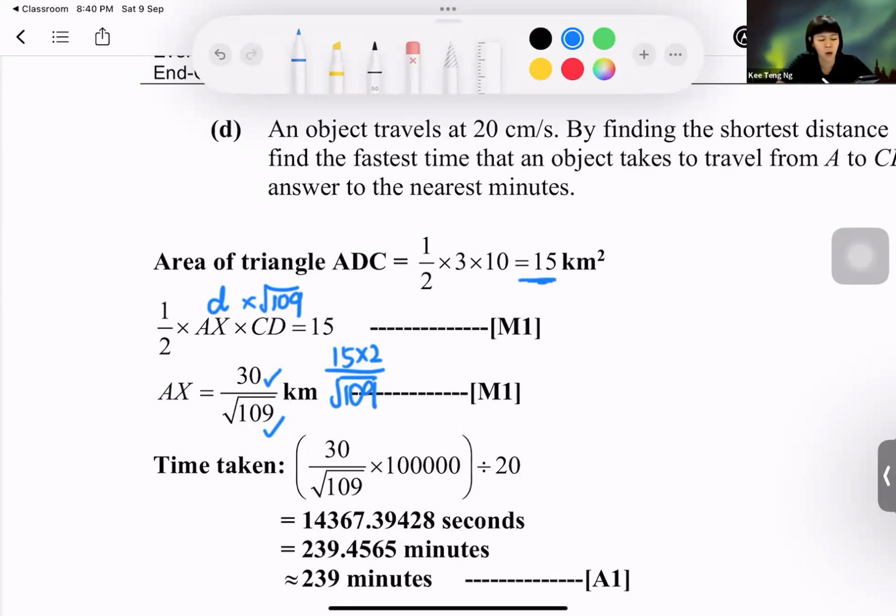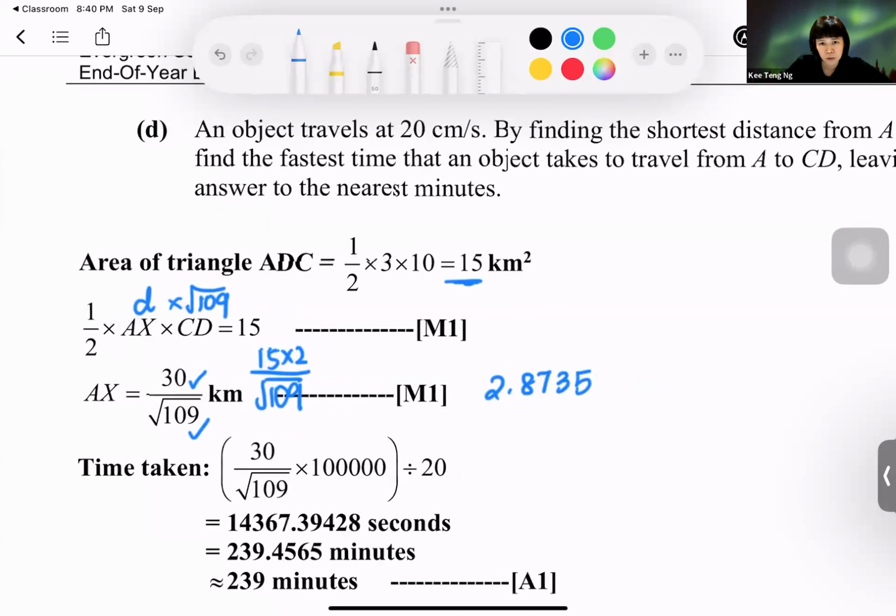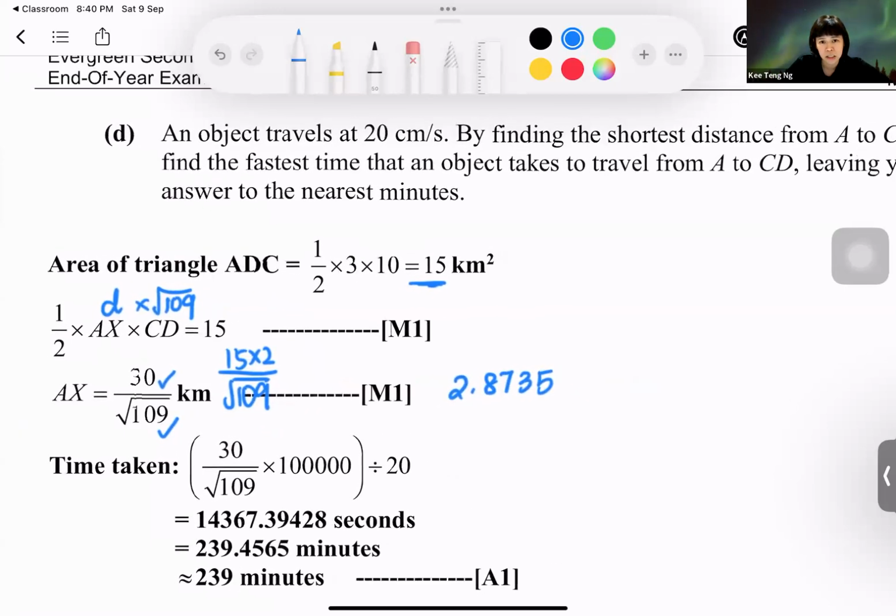But of course, in our working, if we choose not to write it this way, in the surd form, you can write it in 5 significant figures in terms of your working. So this will be 2.8735 rounded off. That's the shortest distance. But you notice that this distance is in kilometers.